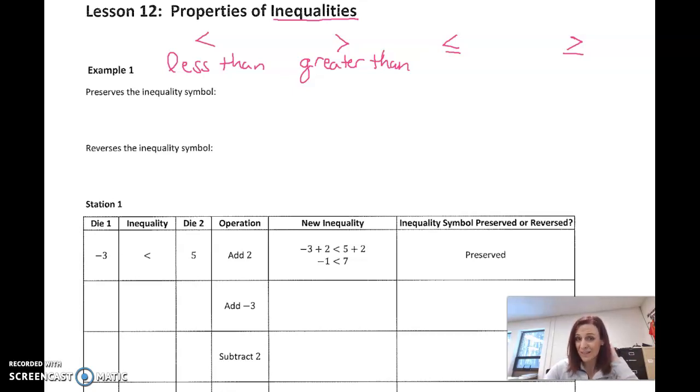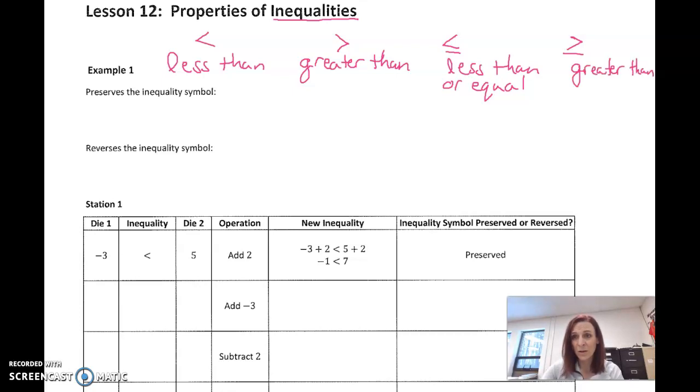And now notice these look really similar, except we have a line underneath. So this one also means less than or equal to. And this is not a choose if it's less than or equal to. It's one or the other. It can be either less than or equal to, and it makes it a true statement. And so likewise, this is greater than or equal to.